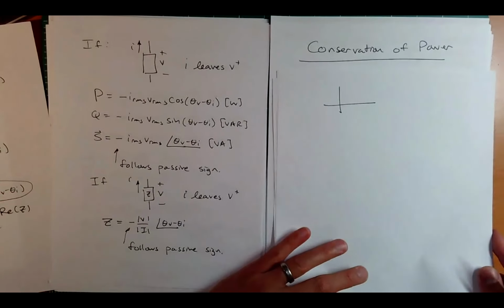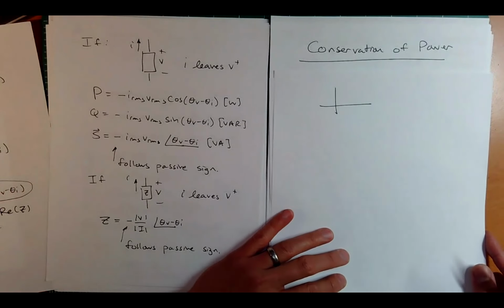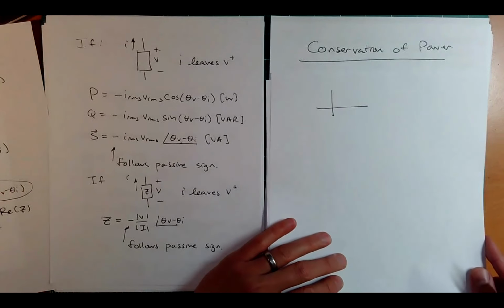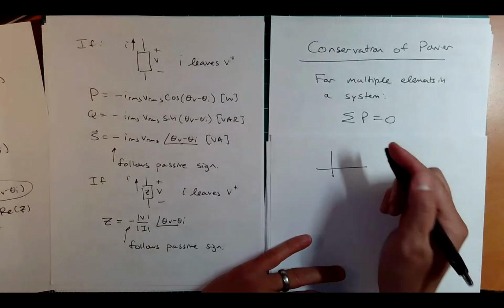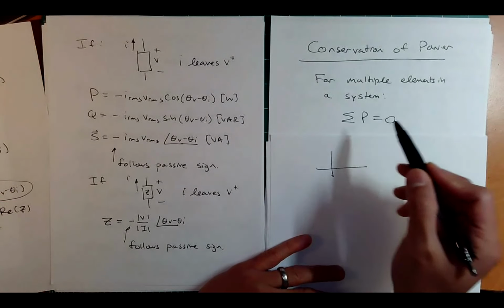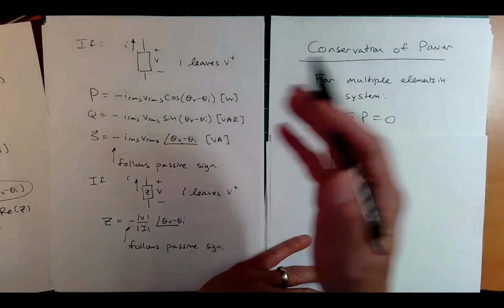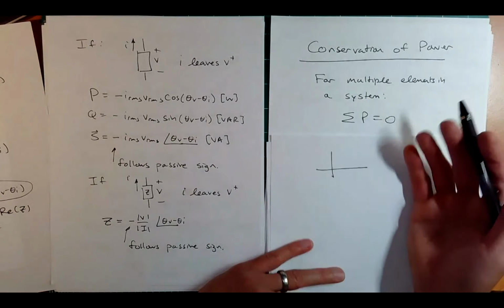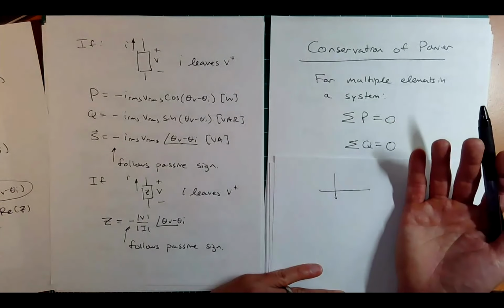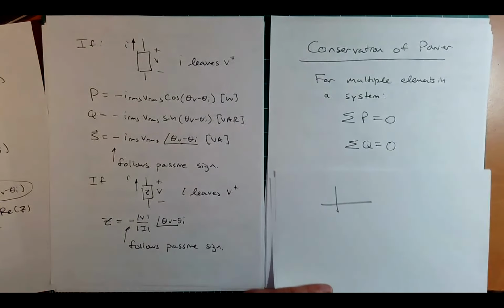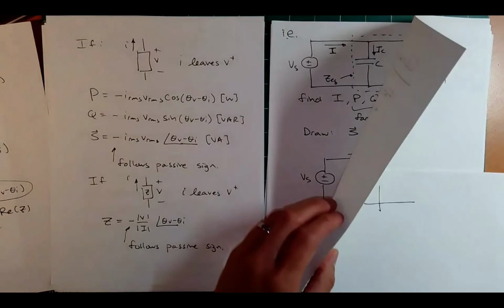Another interesting, useful fact to know in case you want to check your math is that the conservation of power still holds. So let's say you have multiple elements in the system. Well, the sum of all the real power must equal 0. All the absorbing has to match all the delivering. Same for the reactive power. All the leading elements have to match the lagging elements. Okay, so everything has to balance, and that's kind of a nice comfort.